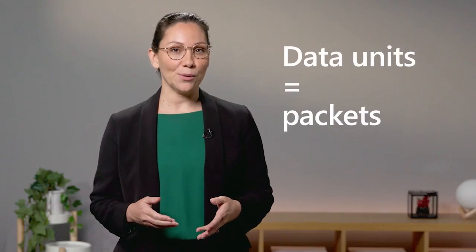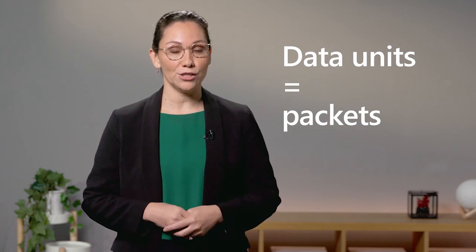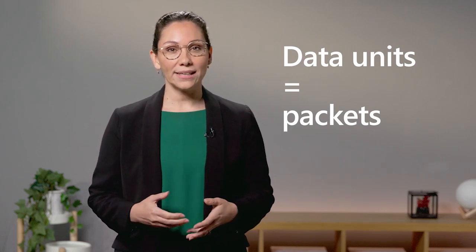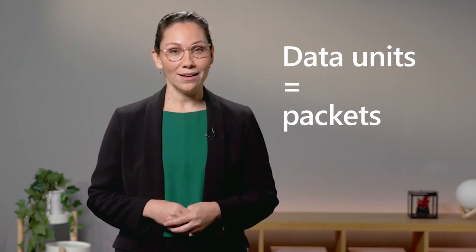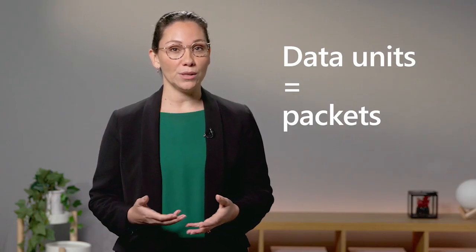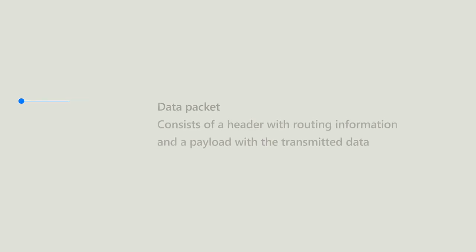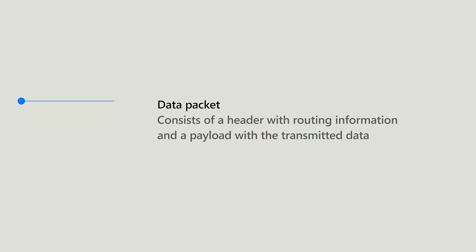Network traffic is composed of discrete data units known as packets. These packets contain the transmitted information and are like individual envelopes within the postal system. Each packet typically includes a header containing routing information and a payload containing the transmitted data. When these packets are sent across the network, they travel through various network devices such as routers, switches, and firewalls, which direct them to their intended destinations.